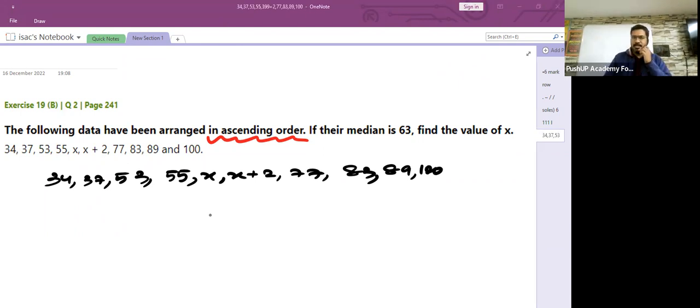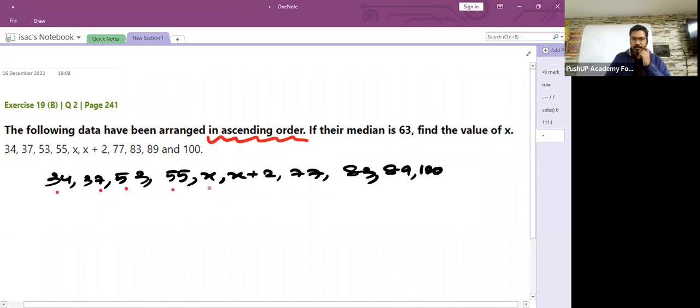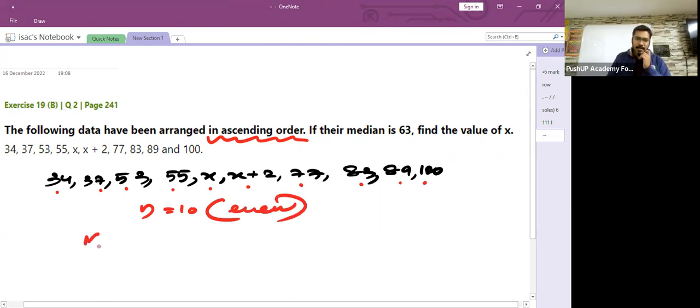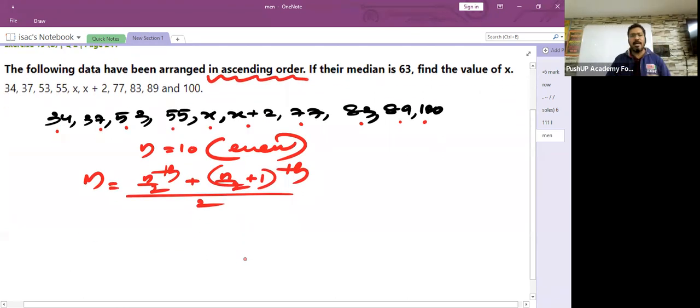Children, how many observations are there? 1, 2, 3, 4, 5, 6, 7, 8, 9, 10. Total 10 observations are there, so n is equal to 10. 10 is what? An even number. You know how to find the median value when the number of observations is even, isn't it? It's n by 2 plus n by 2 plus 1 whole divided by 2. That means the average of the two middle values.